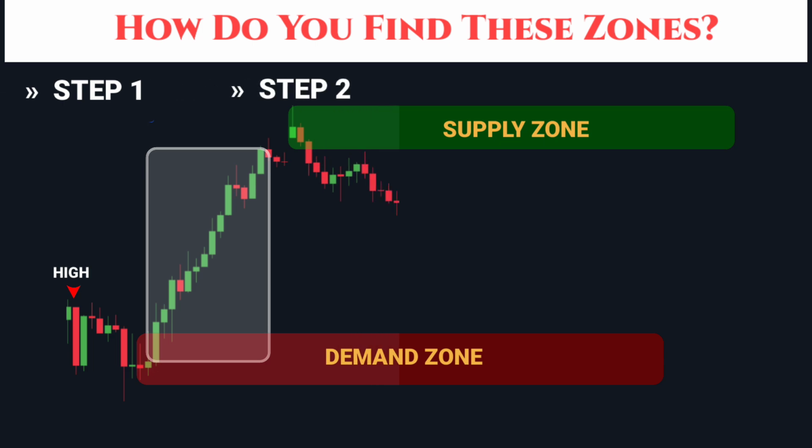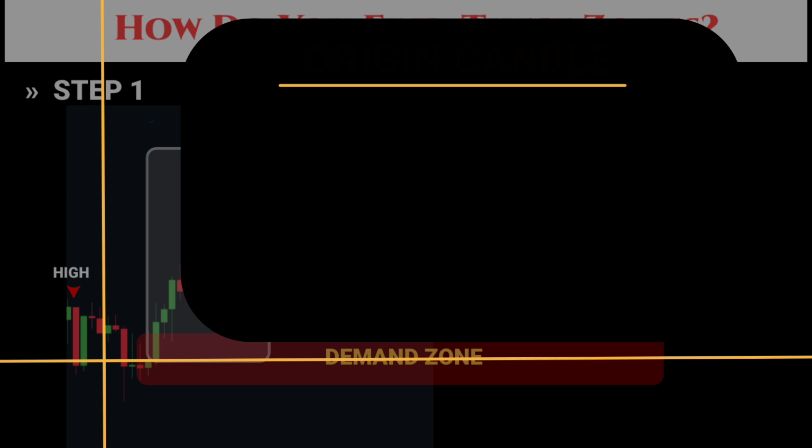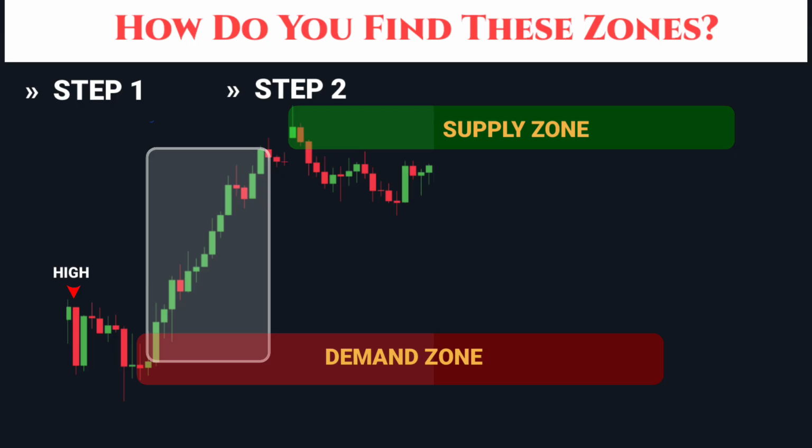Step 2. Mark the origin zone. Once you find the impulse move, find the last candle that moved in the opposite direction. For demand zones, mark the last bearish candle before the strong bullish move. For supply zones, mark the last bullish candle before the strong bearish drop. Use the open and low of the bearish candle for demand zones. Use the open and high of the bullish candle for supply zones. This candle is your institutional footprint.